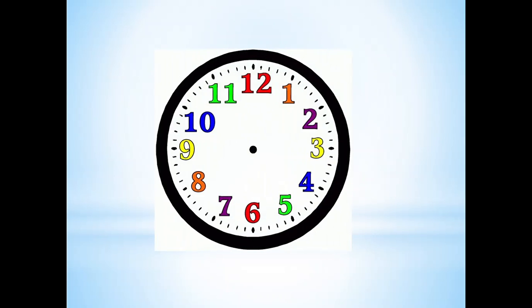Let's see here. Analog. When I ask you what is the time, the short hand is on 3 and the long hand is on 12. I will look at the first step: short hand on 3 and long hand on 12, so it's 3 o'clock. Okay? Minutes on 12, how many minutes? Excellent, 0 minutes.